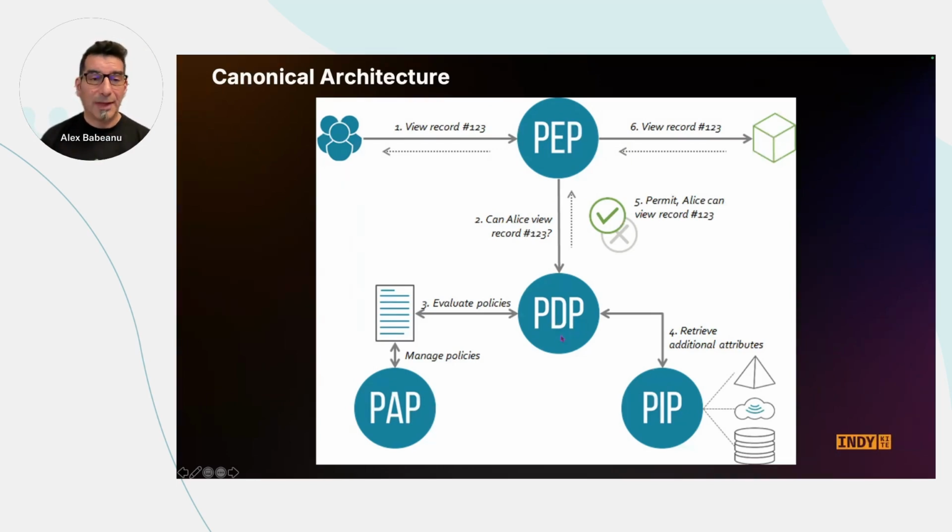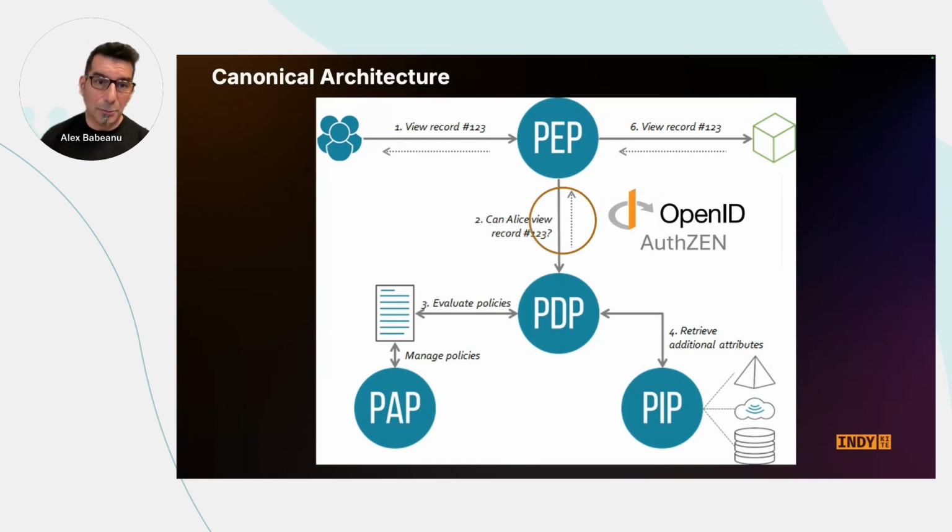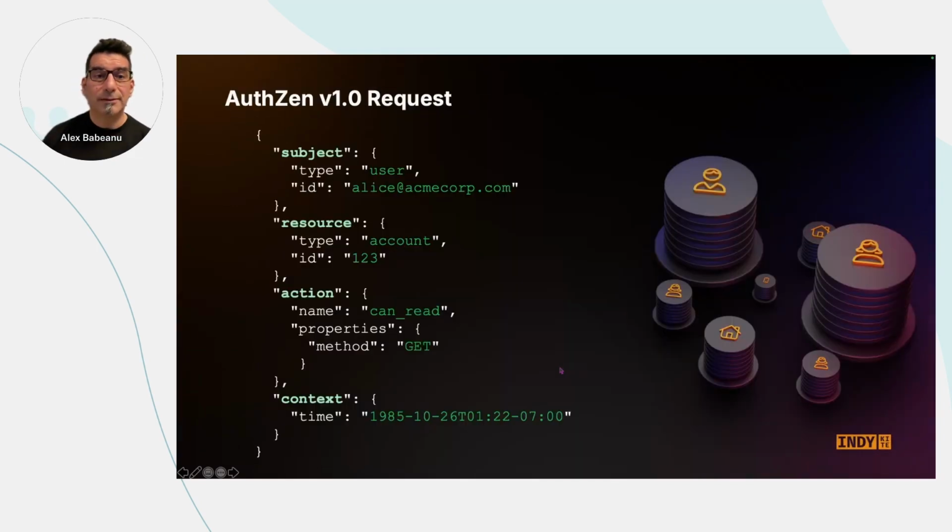Now, in order to ease things up in this whole architecture, the OpenID Foundation has come up with a new standard called AuthZEN. We're actually part of the AuthZEN working group as well, but this is a standard for communicating between the PEP and the PDP. So, in other words, if you are building an API and you just want to build a simple if-then wrapper, you can initiate an AuthZEN request to any compliant external PDP. Fairly simple.